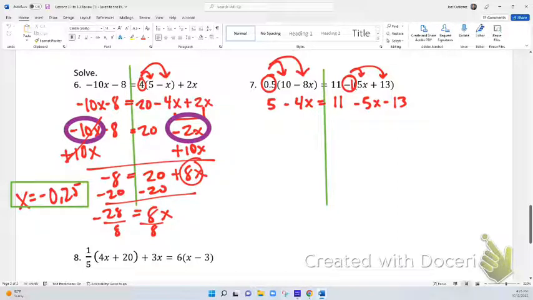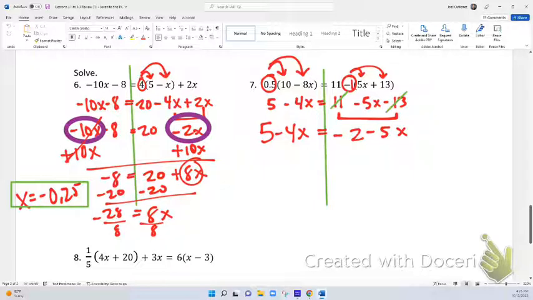You'll notice on the left-hand side we can't do anything. On the right-hand side we have 3 terms. We have an 11 and a -5x and a -13. So we're going to combine just the numbers. So 11 take away 13 gives you a -2. We got rid of that. We still have the -5x. On the left side, again, didn't do anything.